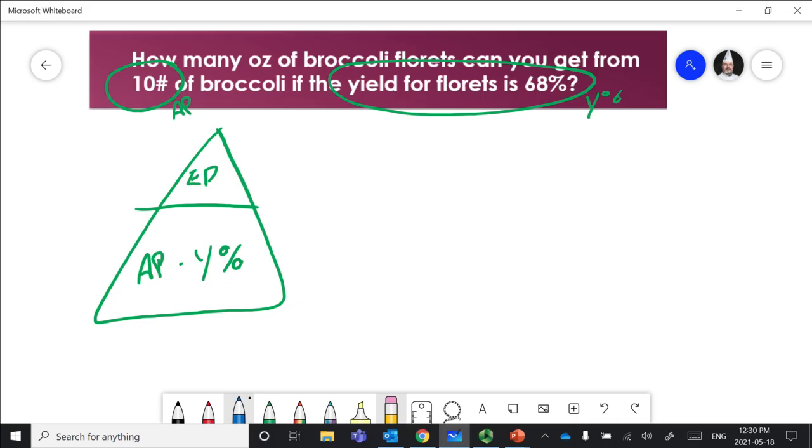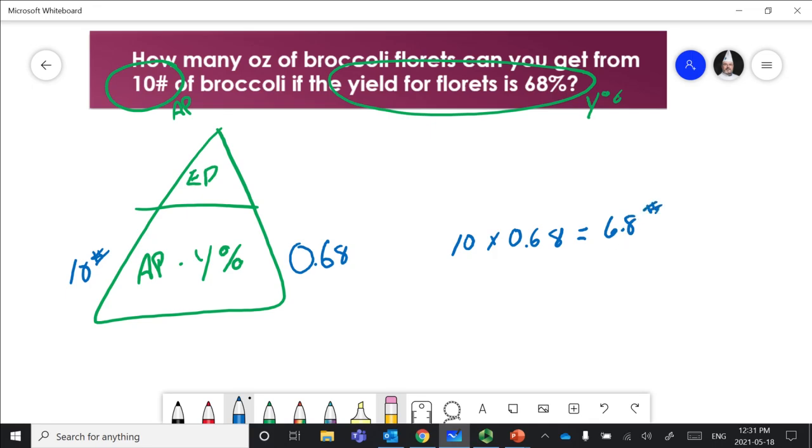Now we can take our AP, plug that in down here, 10 pounds, and our yield percentage. Now the trick here is to recognize you need to turn this back into a decimal. You cannot do the calculation with it as a percentage. So 68% is now 0.68. If I follow my triangle, 10 pounds times 0.68 gives me 6.8 pounds.